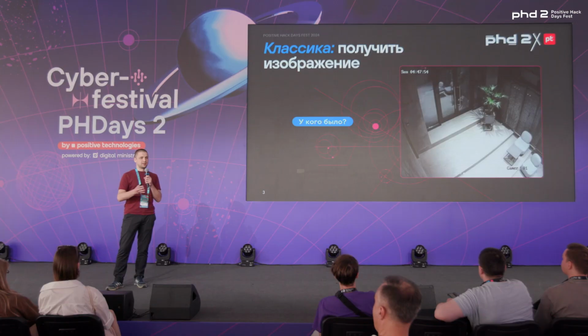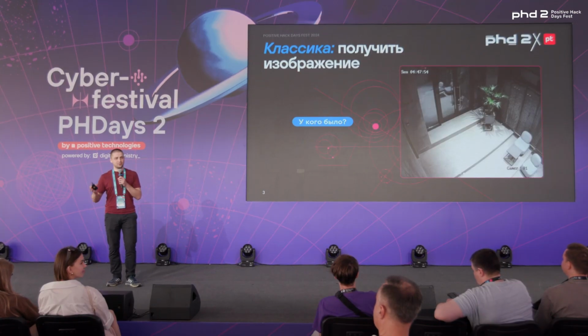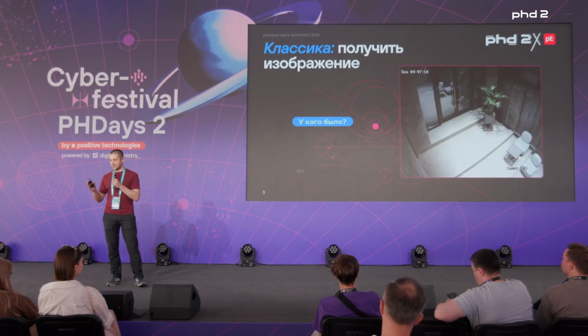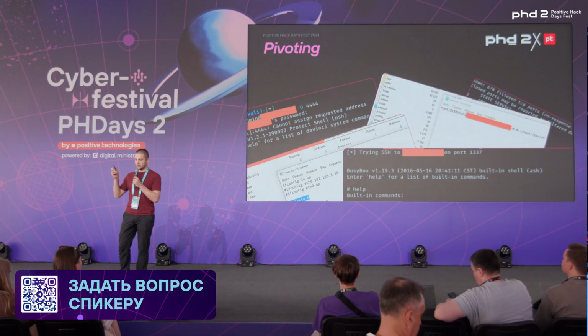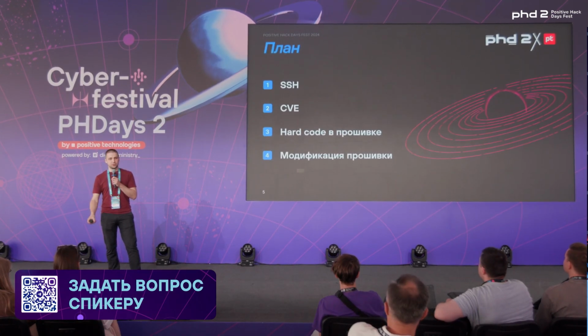Have you ever seen similar screenshots in the pen test reports? Please raise your hand. I don't see that many hands raised, but I guess some of you are well aware of the IP cameras issue. I will not be talking about how to get an image from them, but rather how to get a full-scale shell and even pivot them.